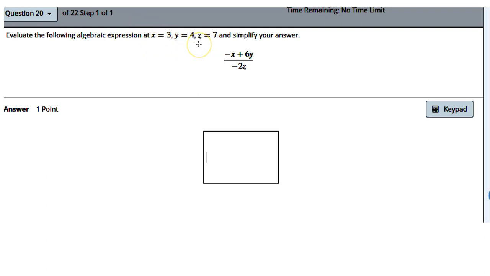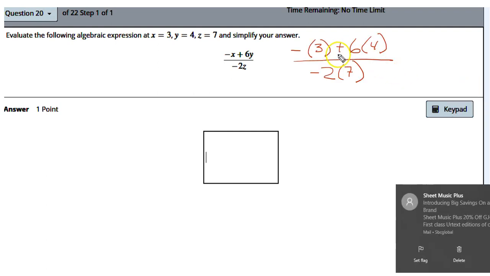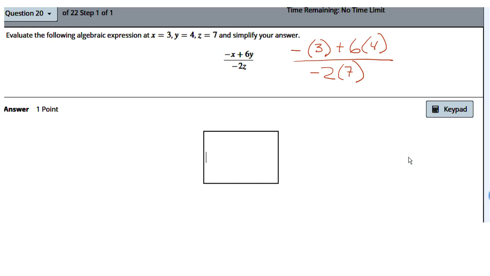Okay, try this one on your own. Take a moment, pause it, copy it, do the substitution, and see what you get for an answer. So perhaps something like this. And we see this will be a negative 3 and 24, so this becomes a 21 here. Negative 3 plus 24 is a positive 21. And this is going to be a negative 14.